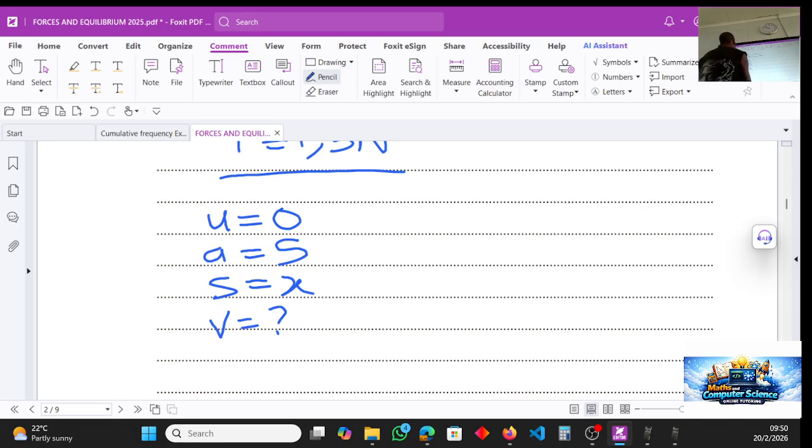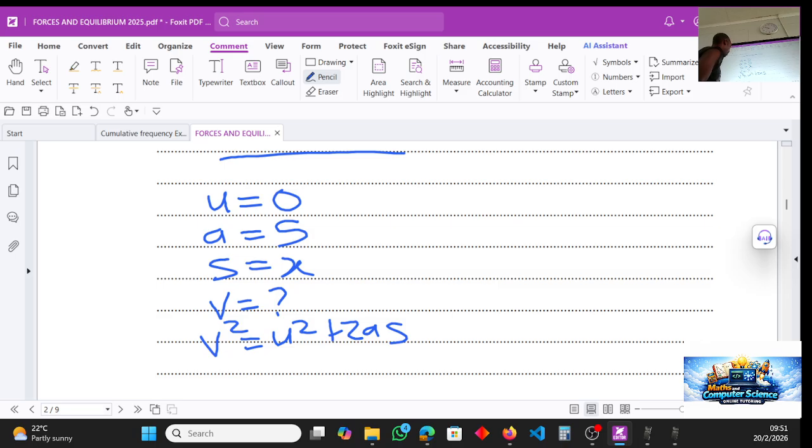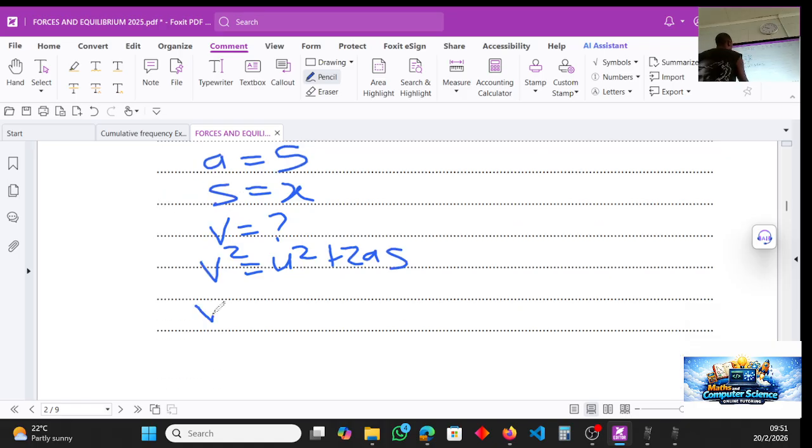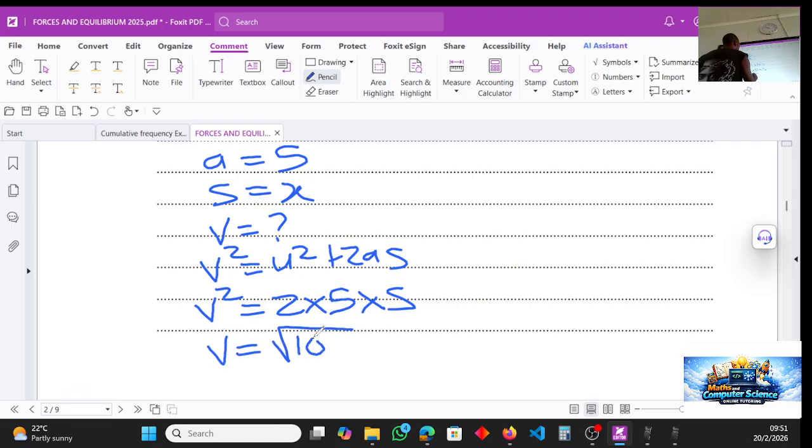Now, if we look at the variables that we have there, there's no time. So we can easily use one of the equations of motion. I'm glad that the second one says v squared equals u squared plus 2as. So I'm interested in the final velocity. Now, when I put in my u, it's going to be 0. So in essence, I'm saying v squared is equal to 2 multiplied by 5 multiplied by s. So this will give me 10s. So in essence, v is equal to root of 10s.